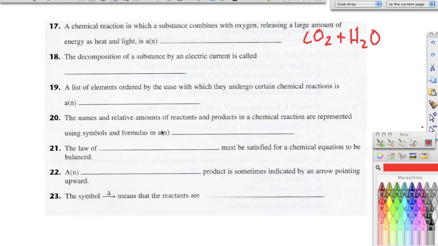Now, 22 says a blank product is sometimes indicated by an arrow pointing upward. We would indicate it with a (g), and that would be a gas. And then finally, 23. It says the symbol with delta, or the triangle, means that the reactants should be heated. We add heat to that reaction.